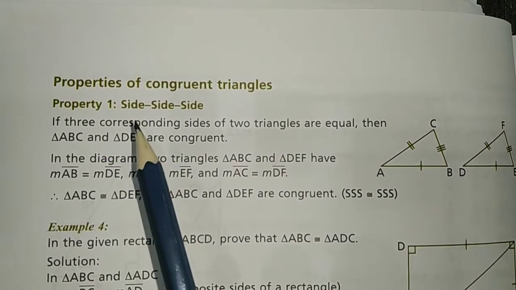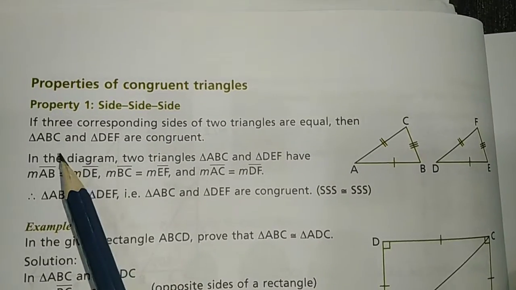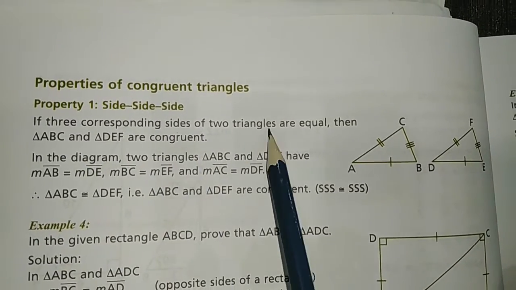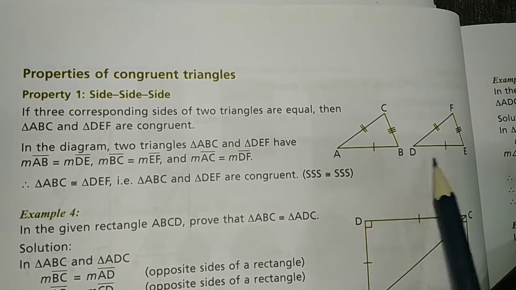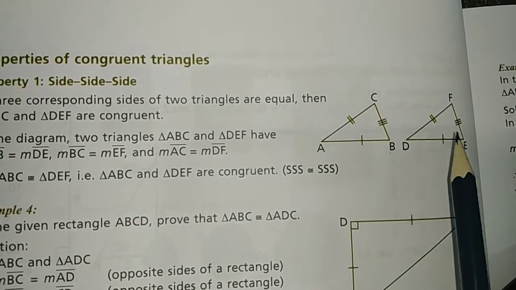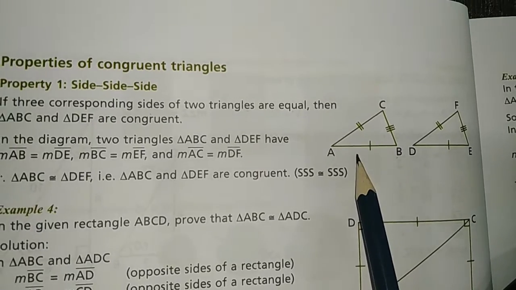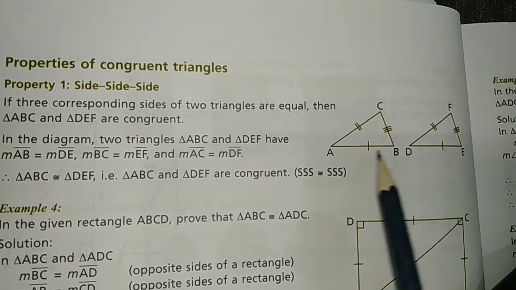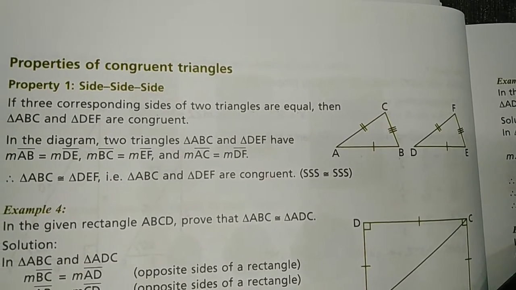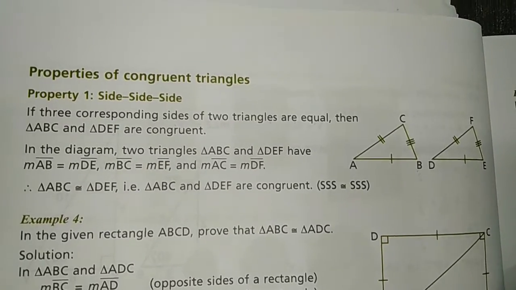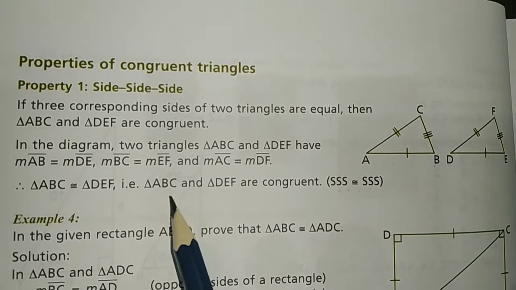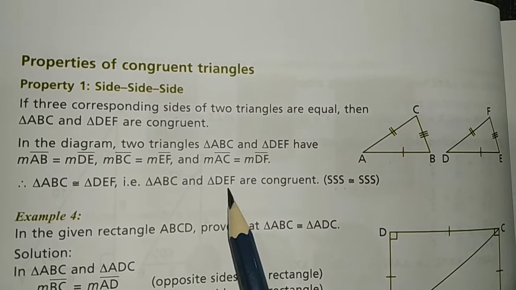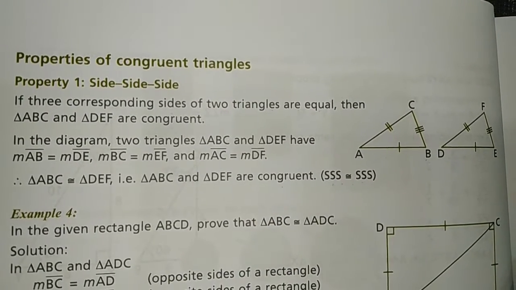Property number 1 is side, side, side. If the three corresponding sides of two triangles are equal, then triangle ABC and triangle DEF are congruent. You can see that the three sides are equal. So this is the side, side, side property. These two triangles are congruent if they have three equal sides, and we can write it as SSS is congruent to SSS. Triangle ABC and triangle DEF are congruent by the property of side, side, side.